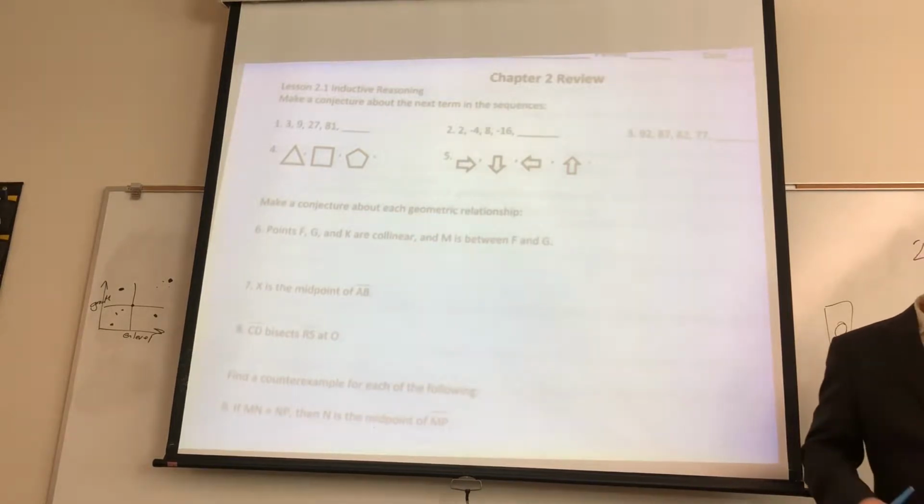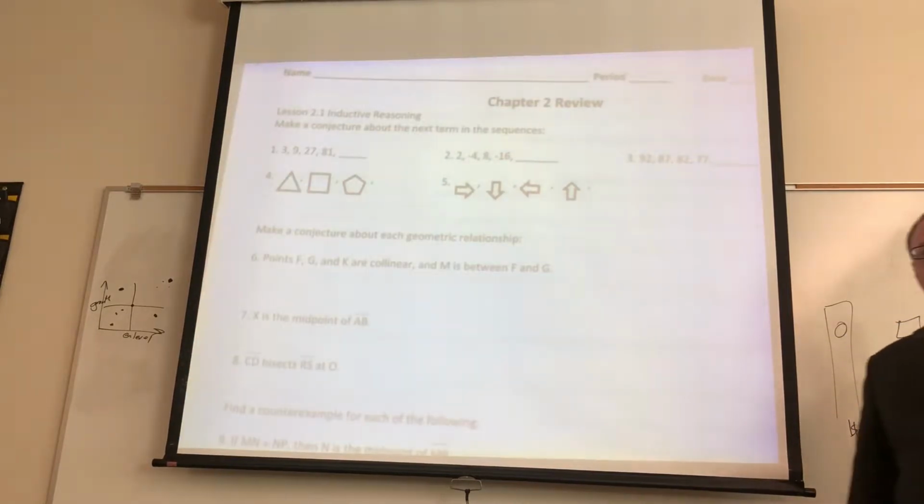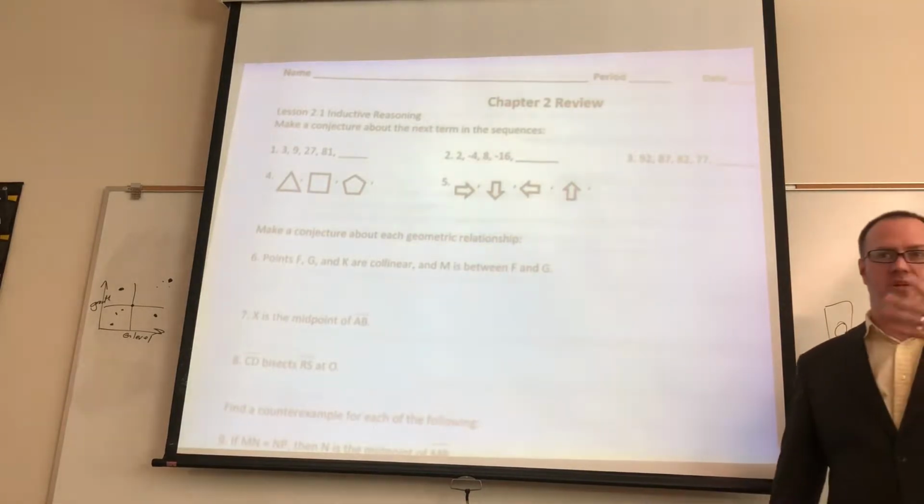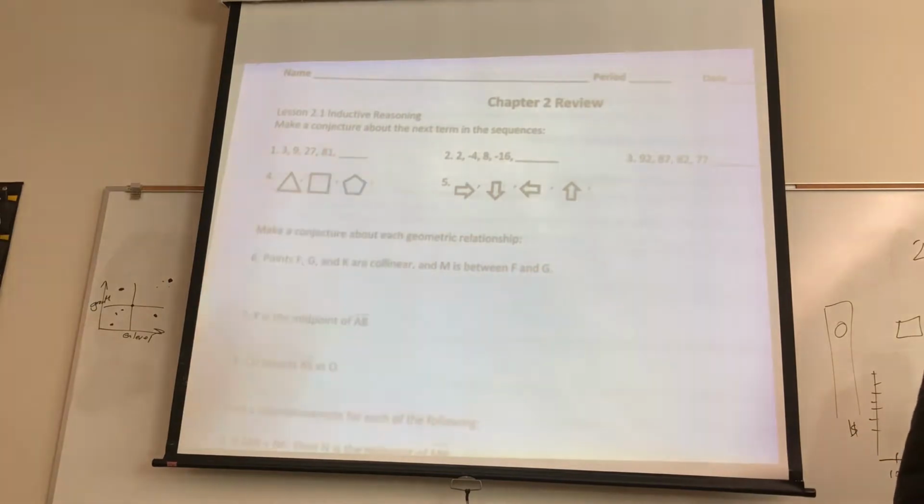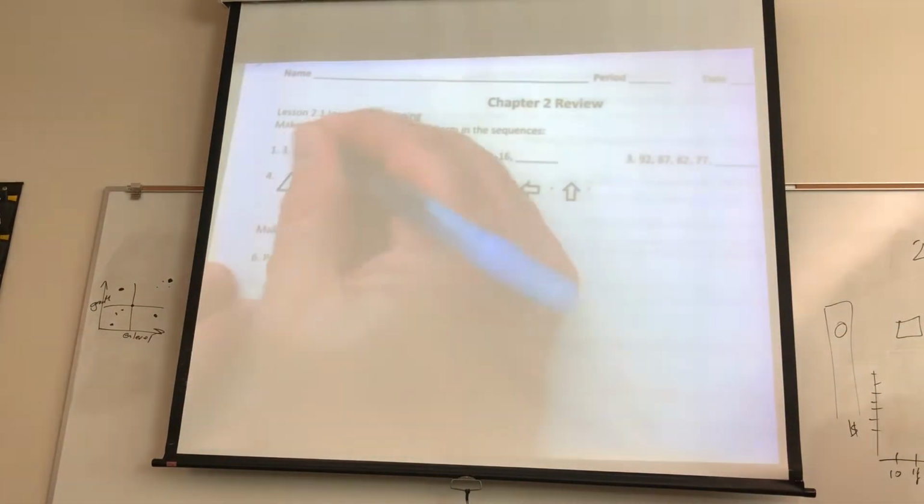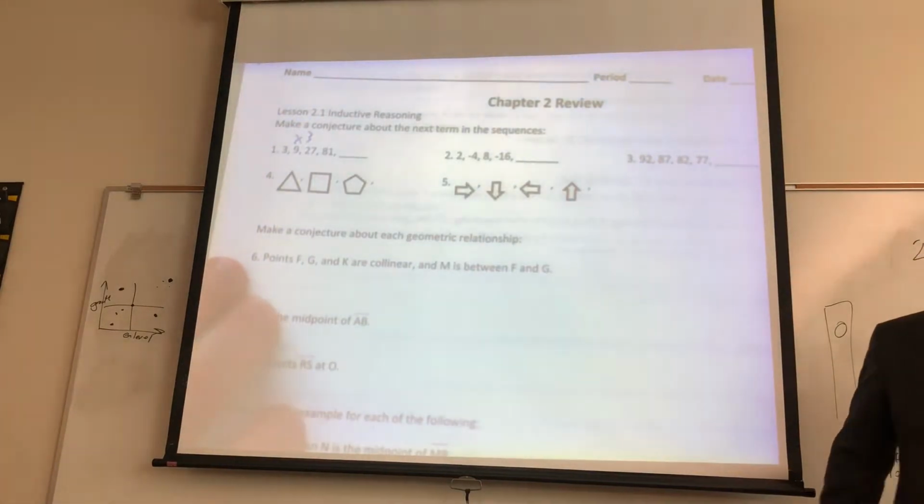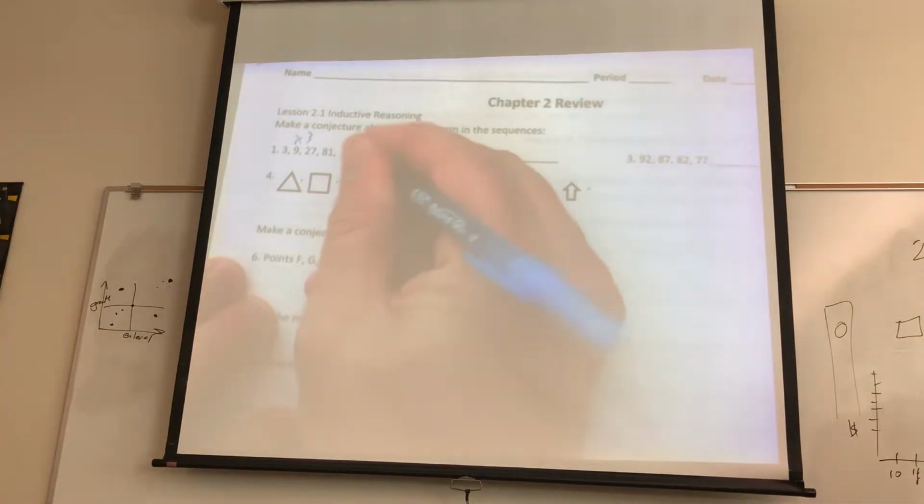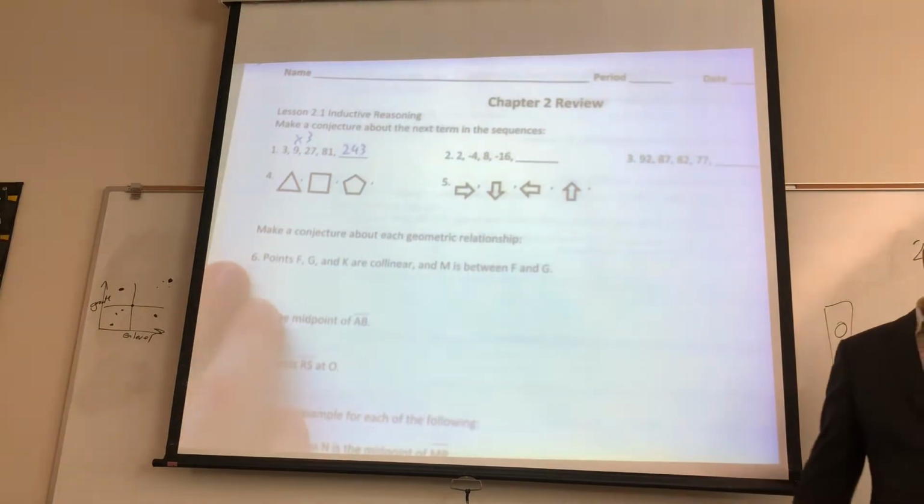So we start off with, again, lesson 2.1, Inductive Reasoning. You can check those notes from either your own notebook or the ones that have been scanned on. Make a conjecture about the next term. It's a prediction. So this is being multiplied by 3 every single time. 81 times 3 is going to be 243. That'll get us the next term.